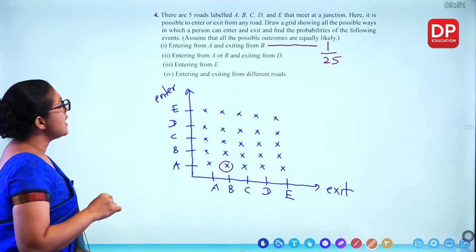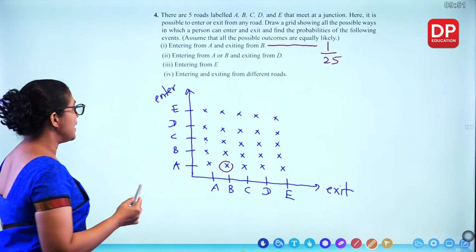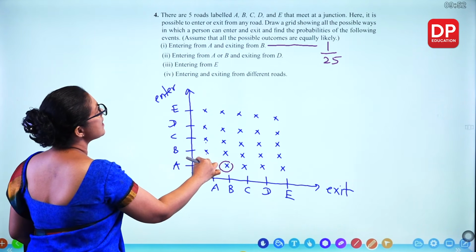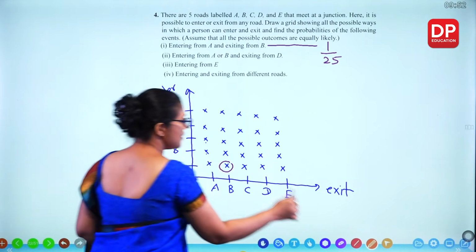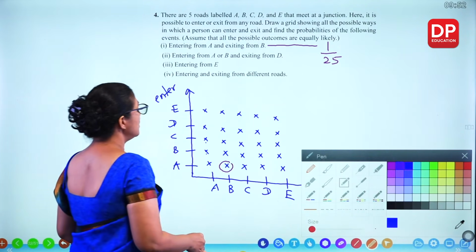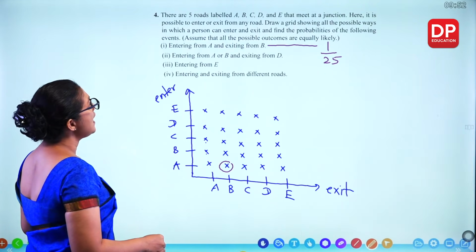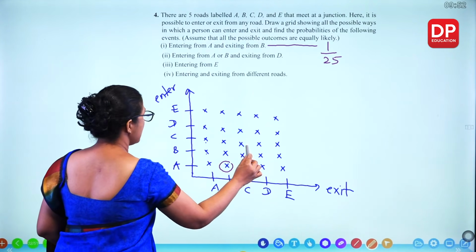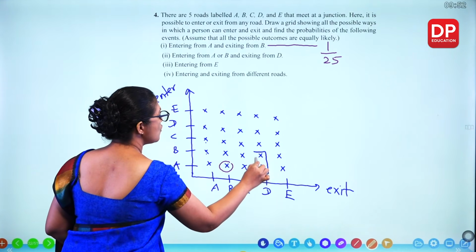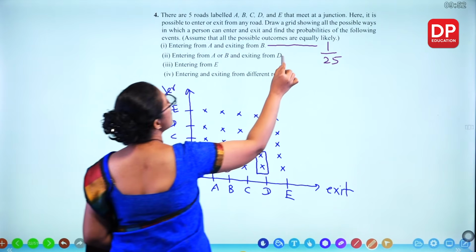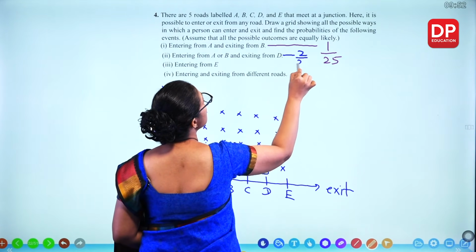Second question, entering from A or B and exiting from D. We'll take another color. I'll take blue. Entering from A or B and exiting from D. So you get these 2 possibilities. 2 possibilities out of 25.